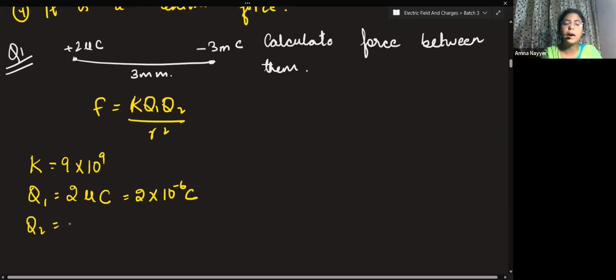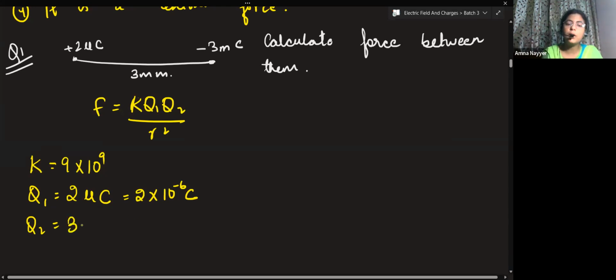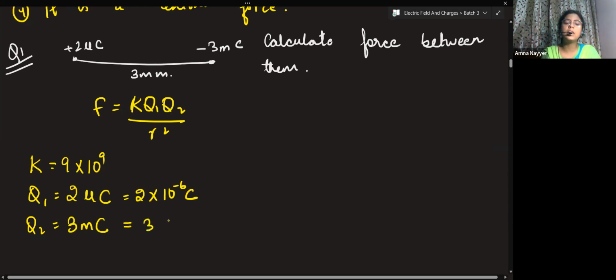Then your charge Q2 is minus 3 millicoulombs. We won't be considering this negative sign, because only the magnitude is taken, and whenever we take the magnitude, no sign is taken, be it positive or negative. So we'll only talk about 3 millicoulombs. Millicoulomb is not the SI unit of electric charge. What is the SI unit? It's coulomb. So this gets converted to 3 into 10 to the power minus 3 coulombs.